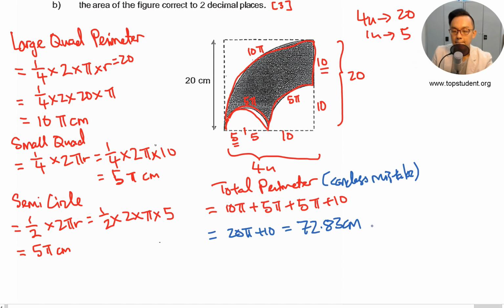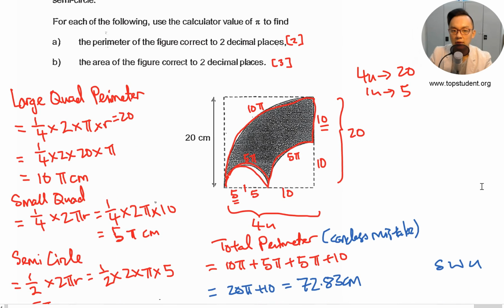it equals 72.83 cm. Now, if I'm doing this, the first thing I'll do at this point is my checking. Just make sure that I got everything correct. My large quadrant perimeter, make sure I used 1/4 instead of half. 2r is 20. Just check that I got 20. Make sure all my values are correct.